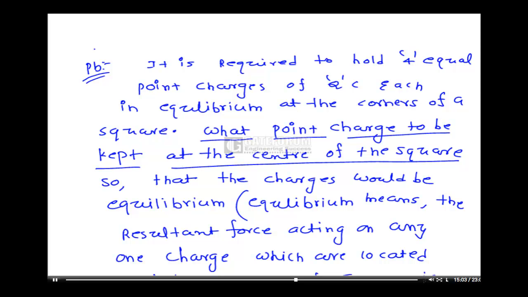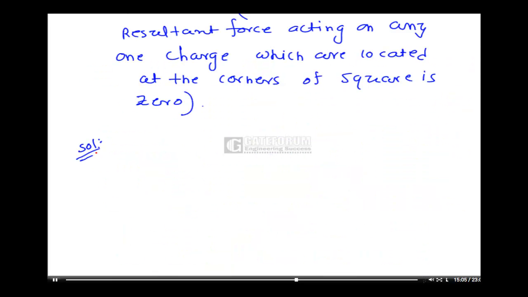So the solution to this problem, I am just giving a hint how to solve this problem. Here it is given like this. A square is given.